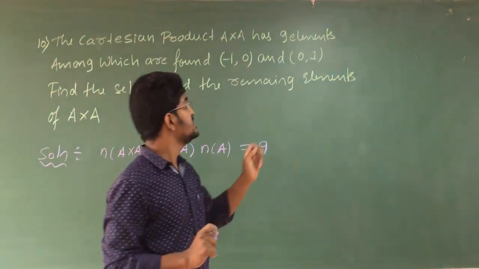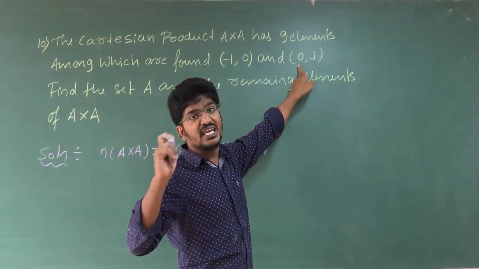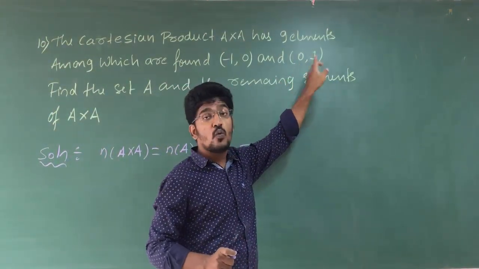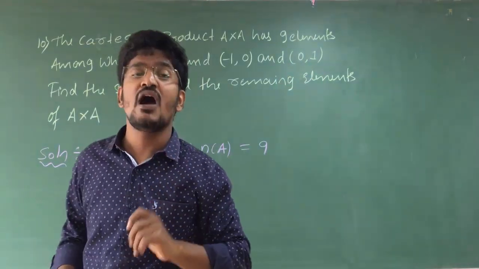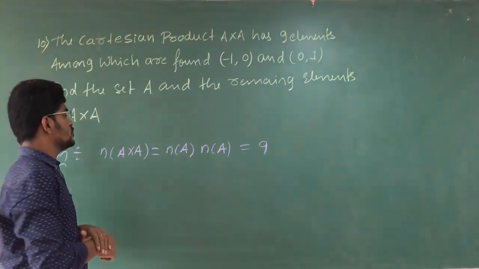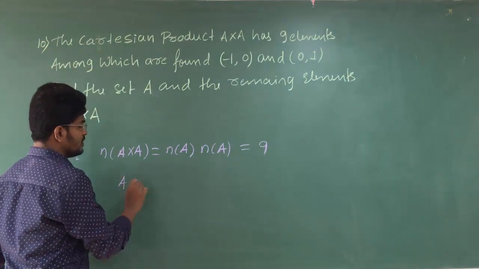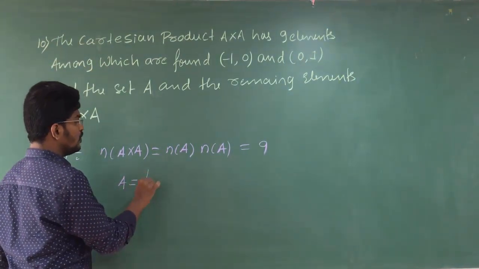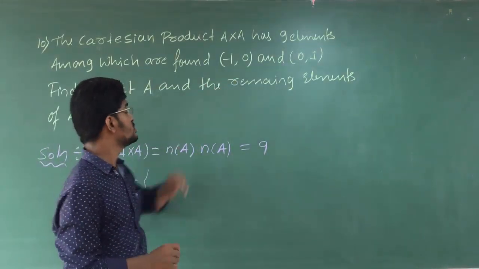See the second one. 0 already is in A. With that, positive 1 will be in A. Clear? So for that reason, set A will be equal to what? What are the elements? -1.